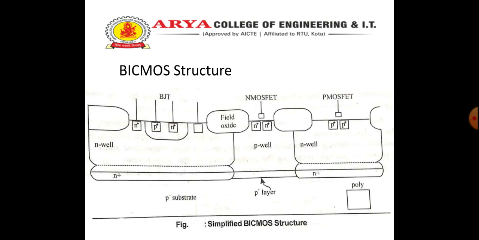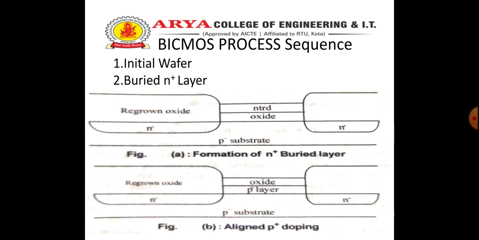A BiCMOS process sequence. Initial wafer: the initial wafer chosen for BiCMOS would typically be a P substrate. After the initial wafer, we have the buried N plus layer. The steps consist of initially applying the photoresist and pre-baking as required, then exposing and developing it through the mask.